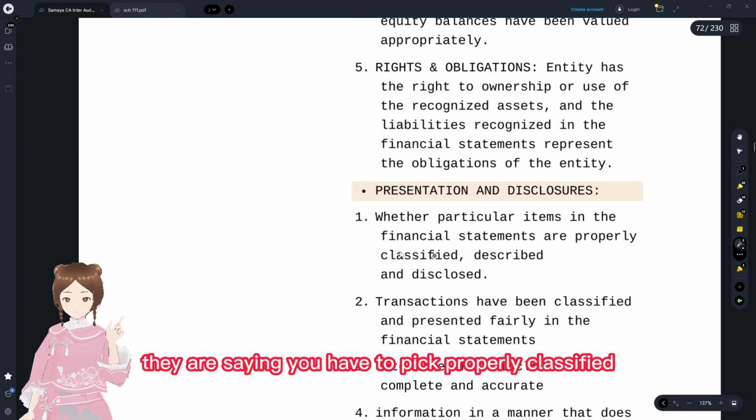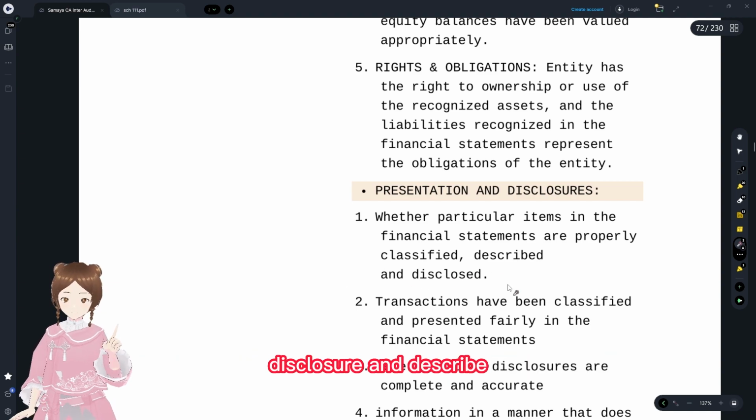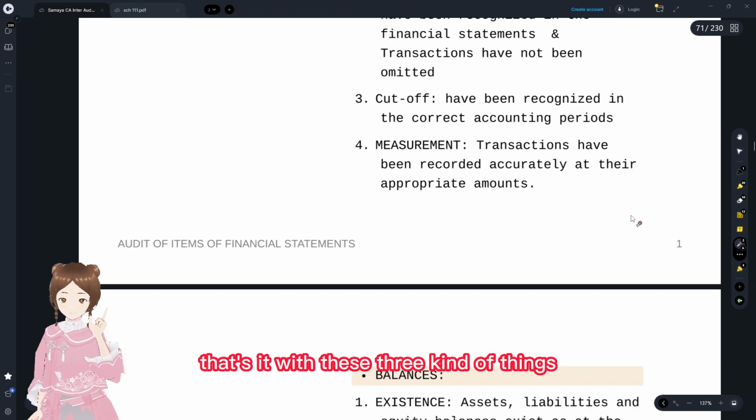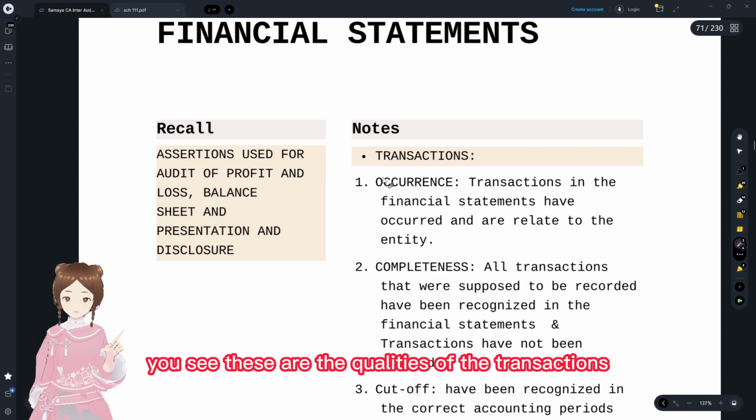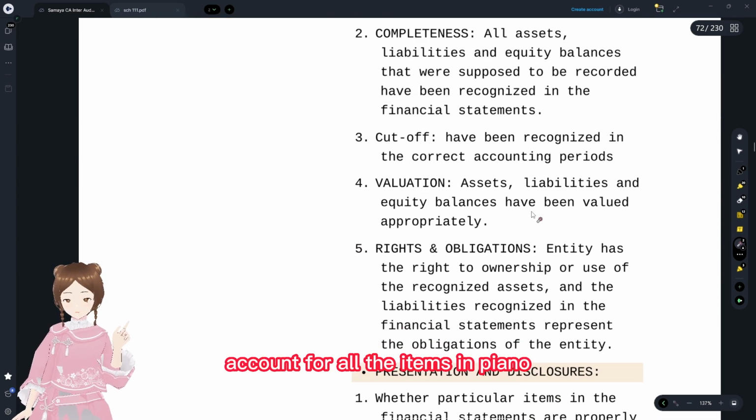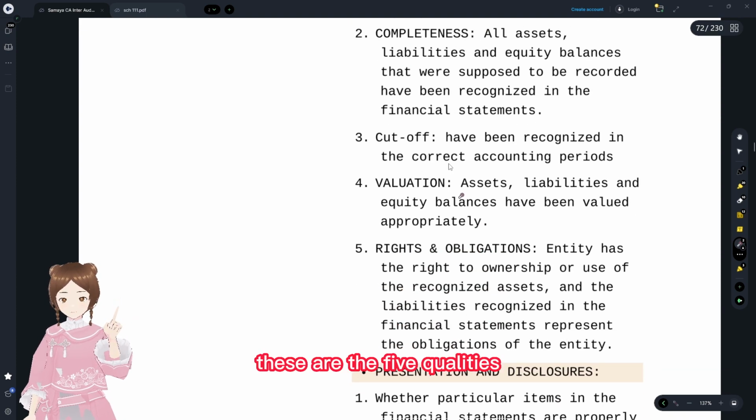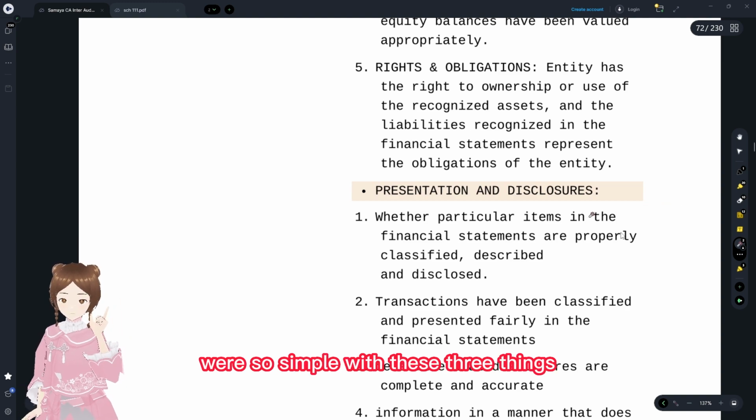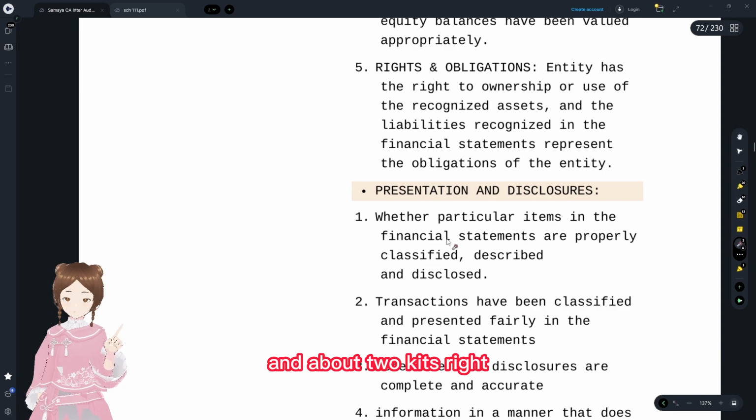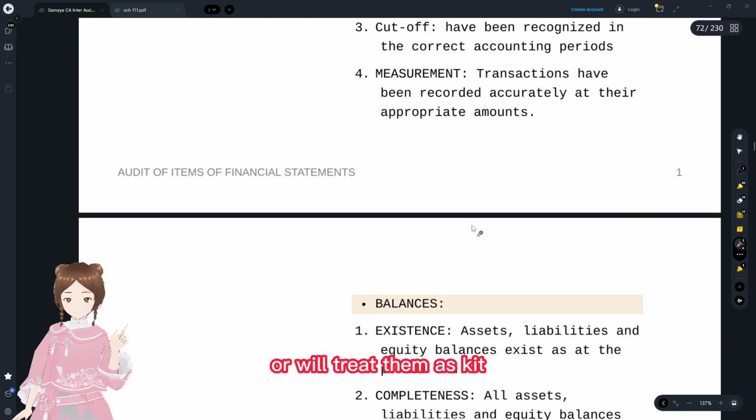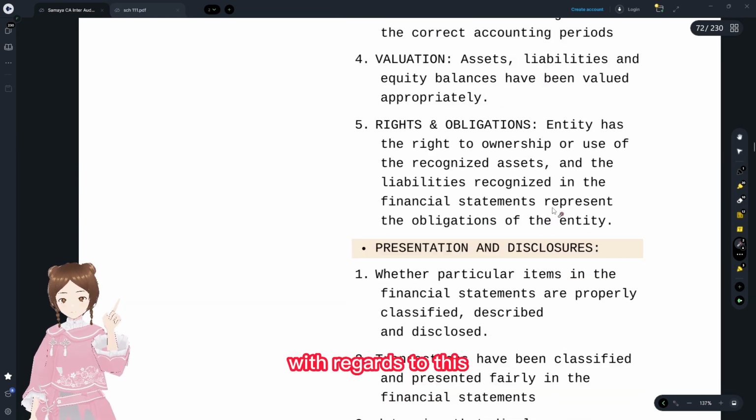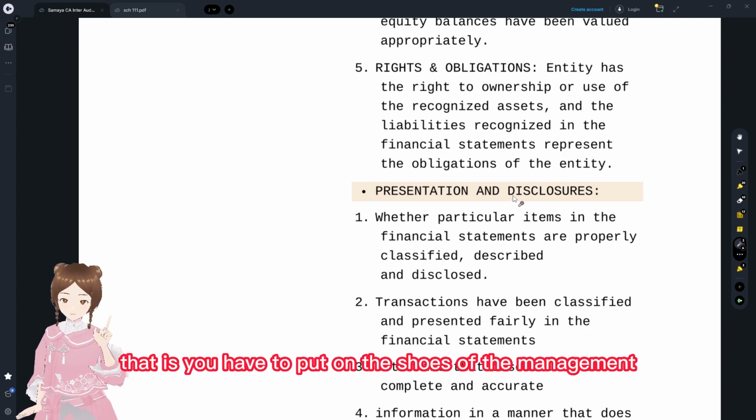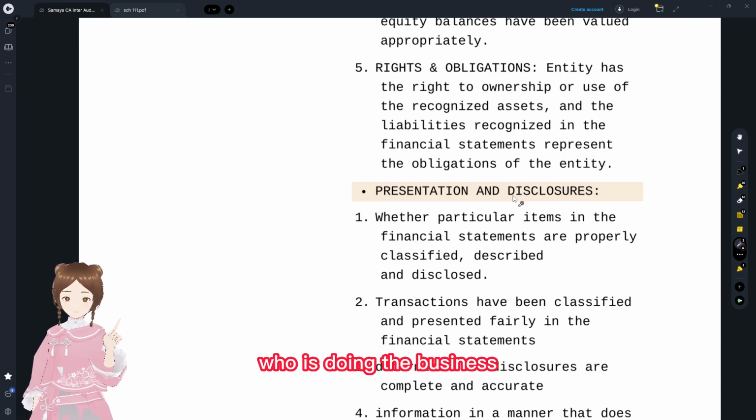And with regards to presentation, they are saying you have to properly classify, disclose, and describe, and transactions have to be fairly presented in the financial statements. That's it. With these three things, these are the qualities of the transactions, that is the P&L account, for all the items in the P&L account; for the balances, these are the 5 qualities with regards to the balance sheet; and presentation and disclosures are so simple. With these 3 things and our 2 keys, we'll treat them as a kit. The first key is sound business principles, that is you have to put on the shoes of the management who is doing the business.